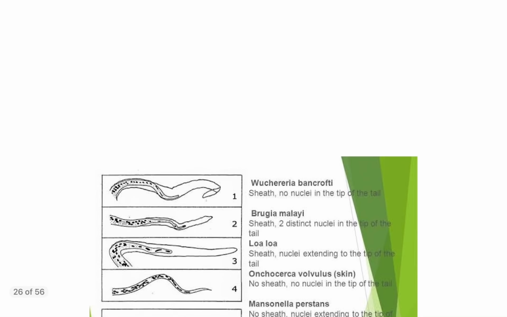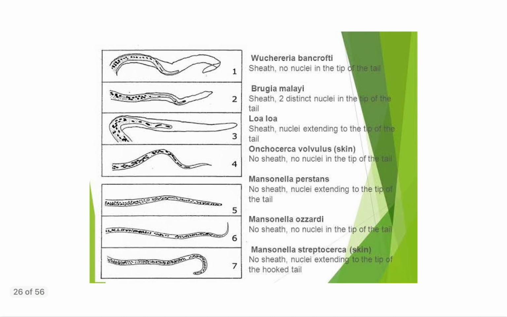Why? See the difference of the tail in different parasites. First of all, Wuchereria bancrofti. In case of Wuchereria bancrofti, there will be no nuclei at the tail and it will be sheathed. See, it is sheathed without any nuclei. So this is Wuchereria bancrofti. Then Brugia malayi. See here, it is also sheathed, but here there is presence of two nuclei at the tail end.